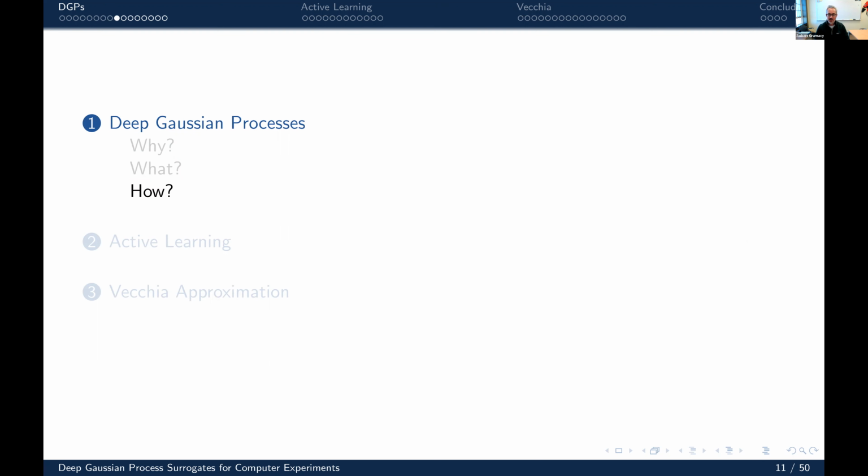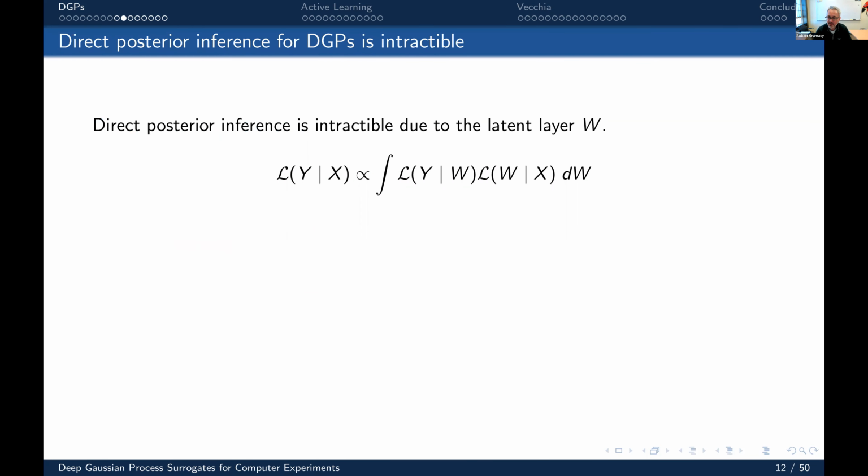Writing down what a deep Gaussian process is isn't the hard part, and even convincing you that it has great flexibility isn't too difficult either. The hard part is doing the inference to integrate out those unknown latent layers, or those warpings. Direct posterior inference is intractable due to the latent layer W. I can't do that integral in closed form.